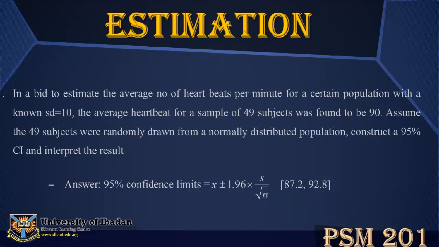Answer: 95% confidence limit is equal to x bar plus or minus 1.96 times sigma over square root of n, which is equal to 87.2, 92.8.